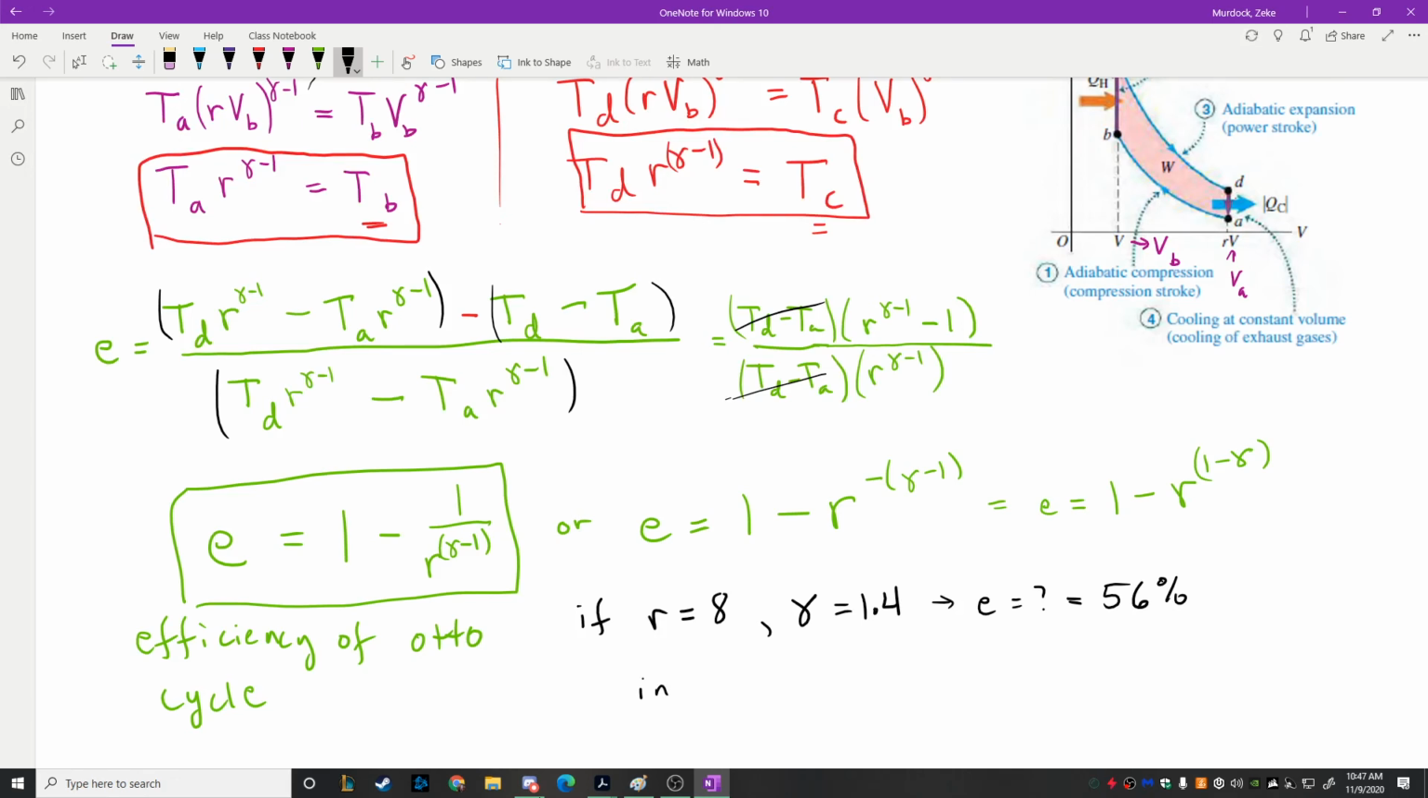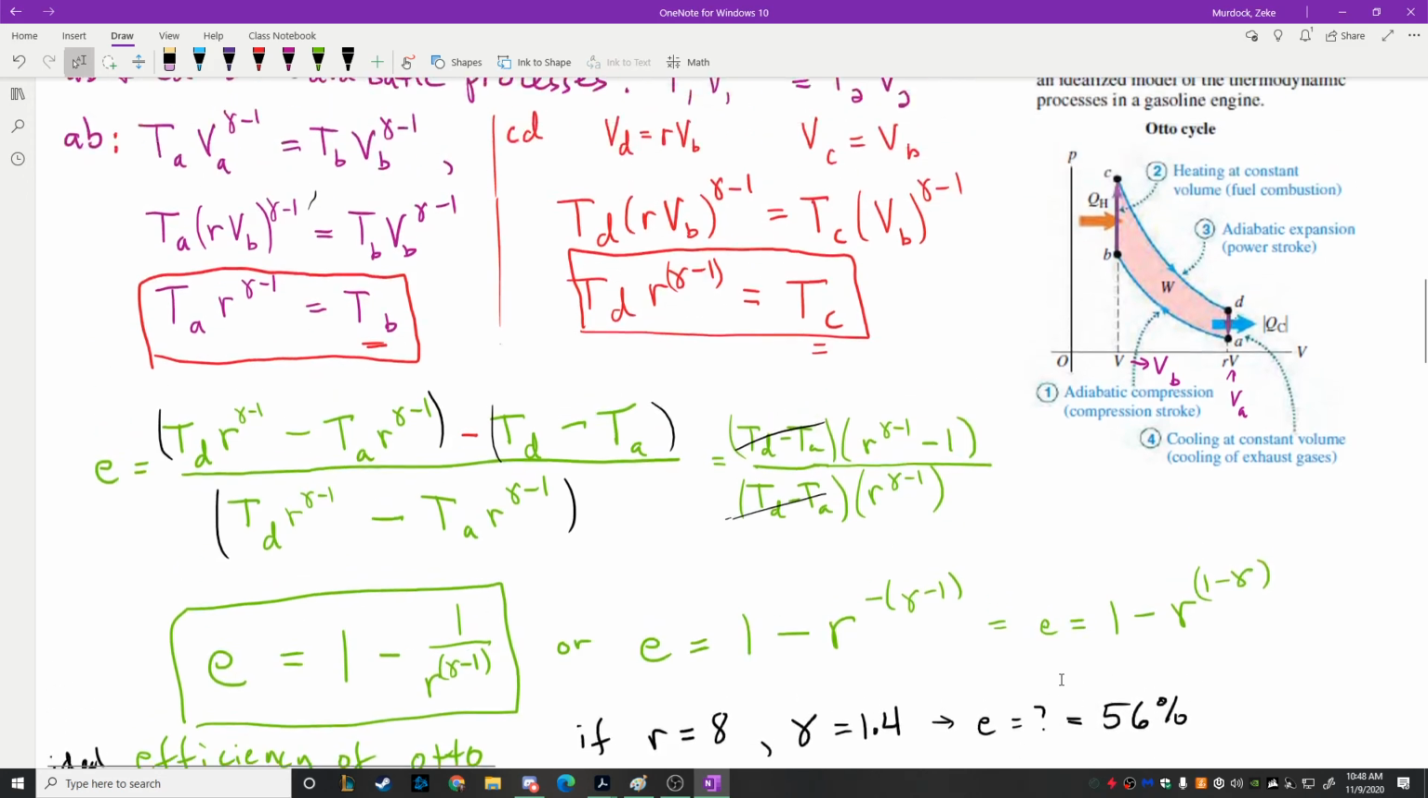In reality, for most internal combustion engines, the efficiency is actually closer to 35%. Does anyone know why there'd be a difference? This is the ideal efficiency, because there are some assumptions we made when we went through this process that are just not accurate, right? Does anyone remember what they might have been? What are some of the things that would cause the real efficiency not to be quite 56%? And by the way, this would be a really, really efficient internal combustion engine.